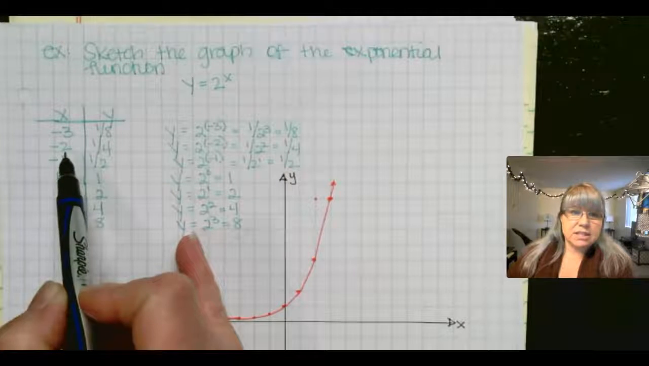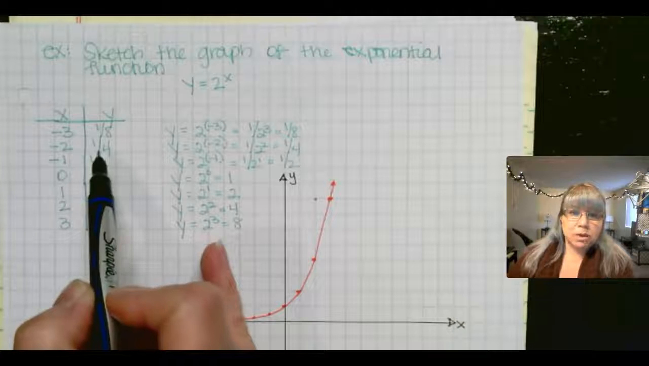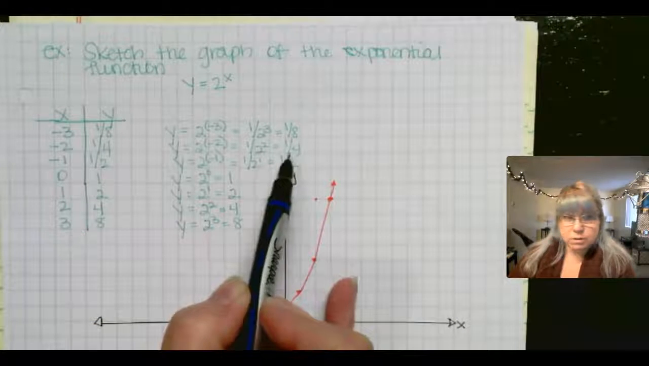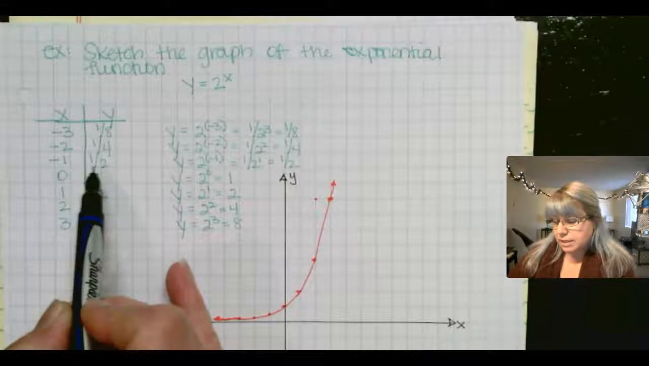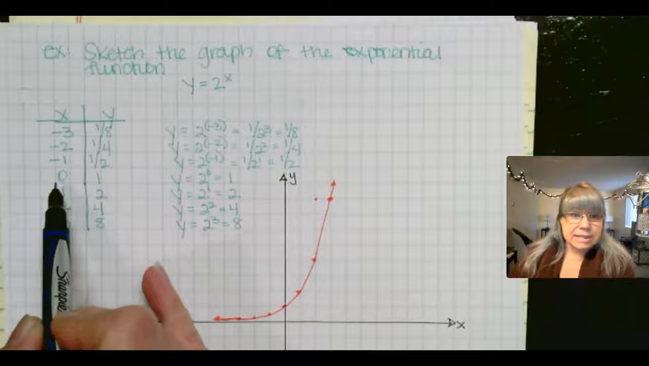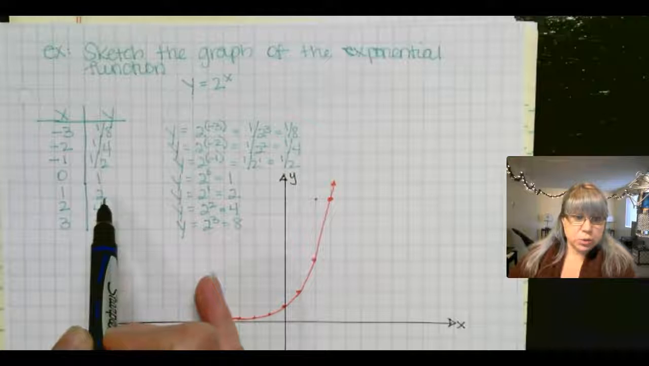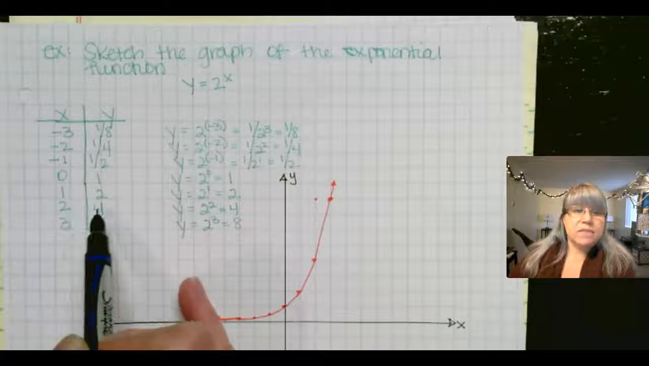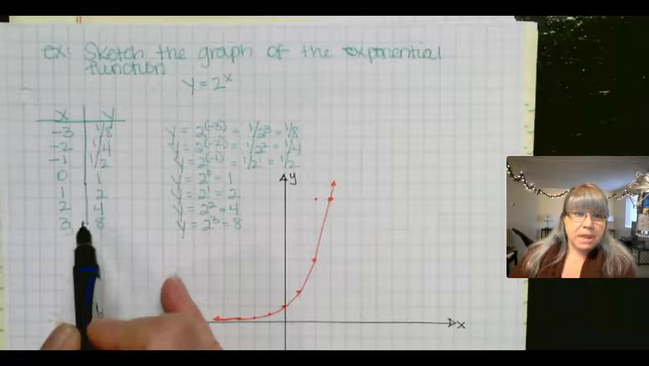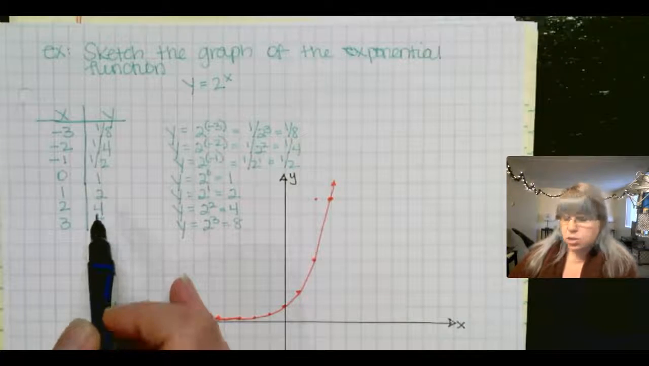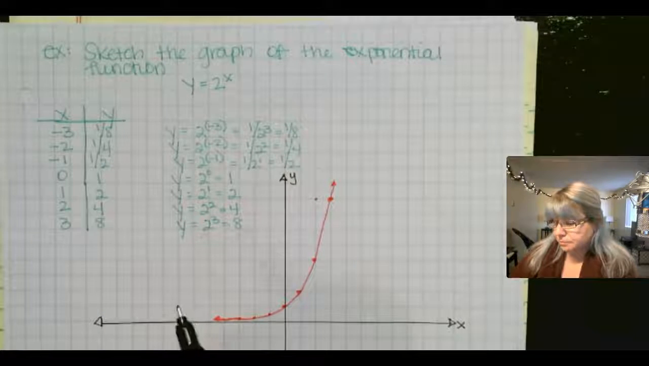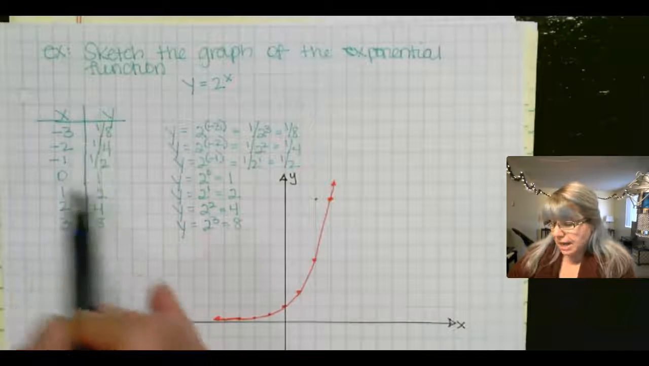And you continue this, so -2, it will be 1/4, the math is laid out there for you. -1 is 1/2. 0 is 1. 1 will be 2. 2 is 4, because 2 squared is 4. And 3 is 8, because 2 cubed is 8. These are points that I can plot.